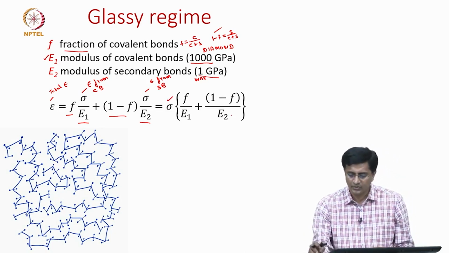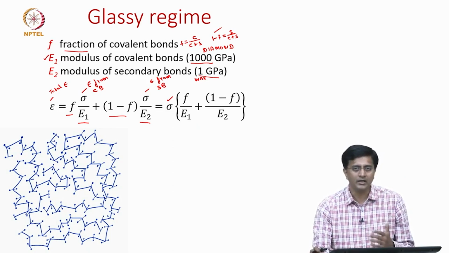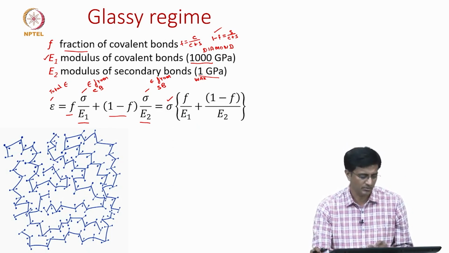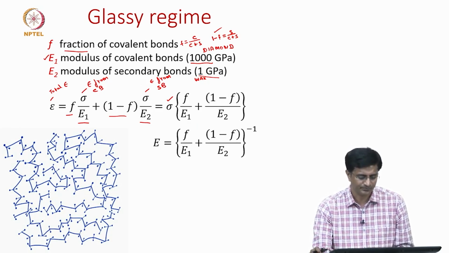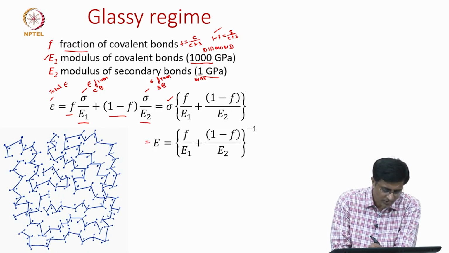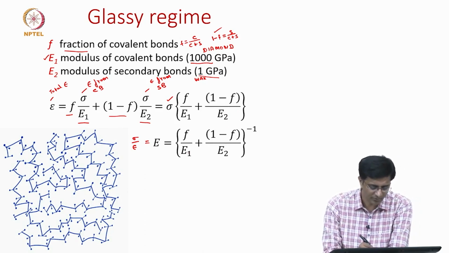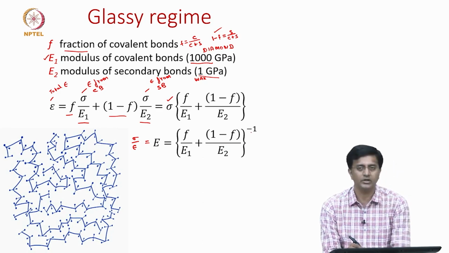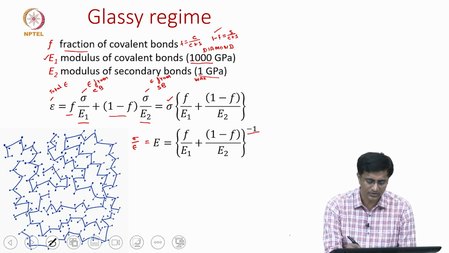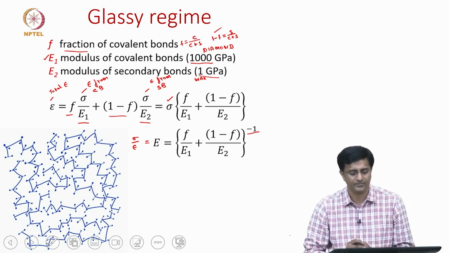Okay. From this, can I now estimate the modulus of this polymer? Yes, because modulus is simply the ratio of stress by strain. The ratio of stress by strain is nothing but the inverse of this component. So, we have F by E1 plus 1 minus F by E2 in the inverse. Please note that we have an inverse here, and then it makes sense.